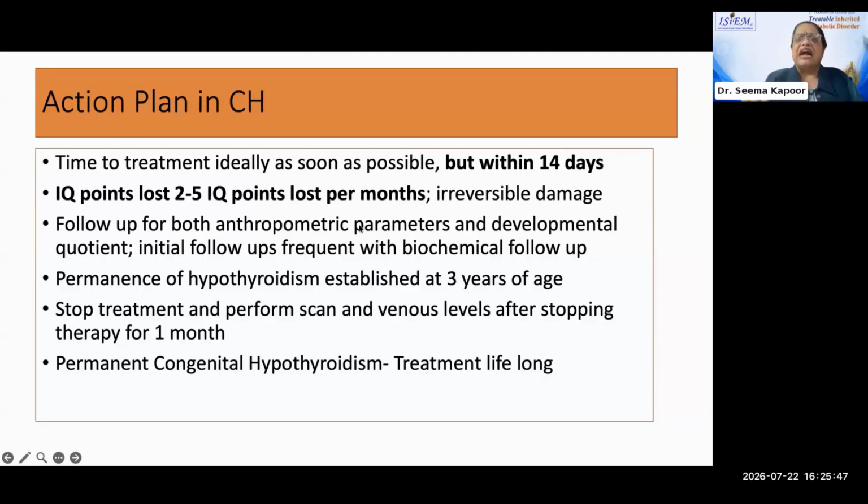Second question. I have picked up this baby at birth. I have not done a scan. If I did a scan and I got an absent gland or an ectopic gland, I do not need to evaluate this child again at 3 years of age because he will never form good levels of thyroxine.